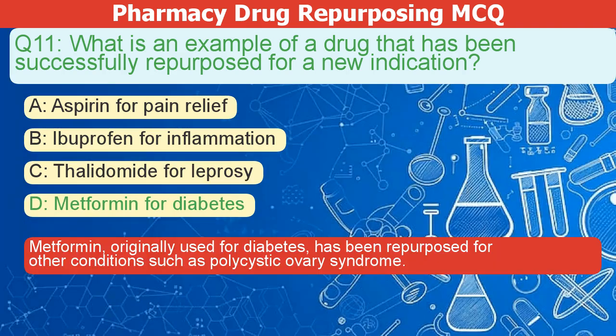Metformin, originally used for diabetes, has been repurposed for other conditions such as polycystic ovary syndrome.